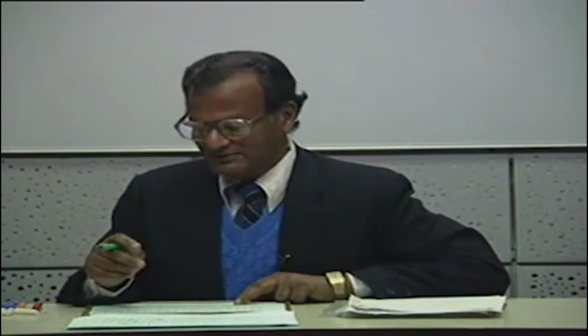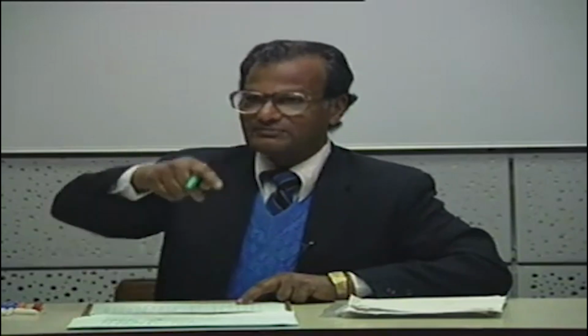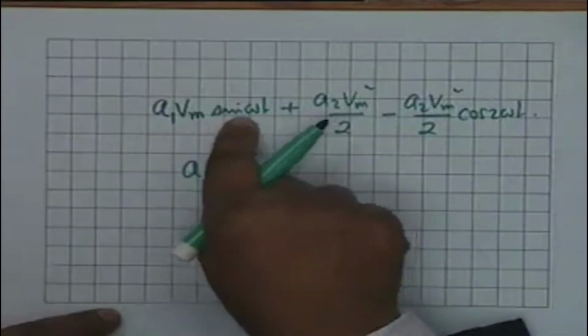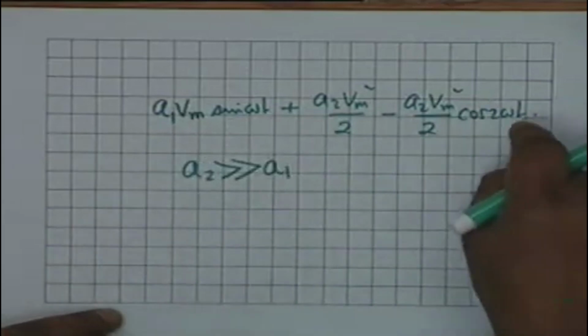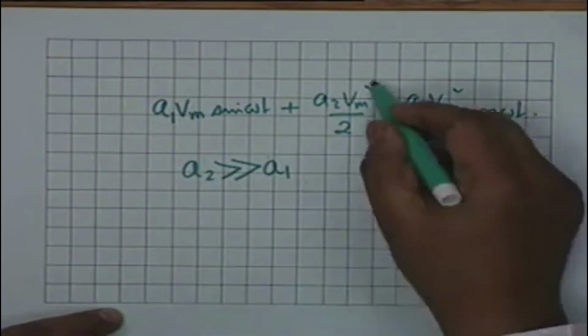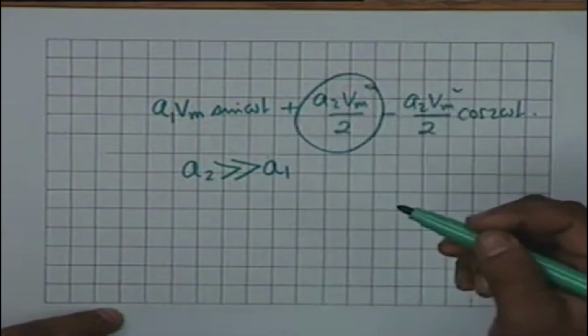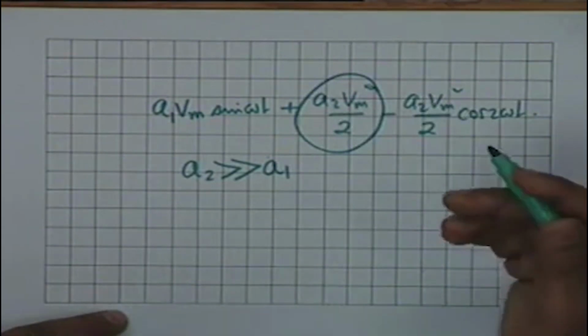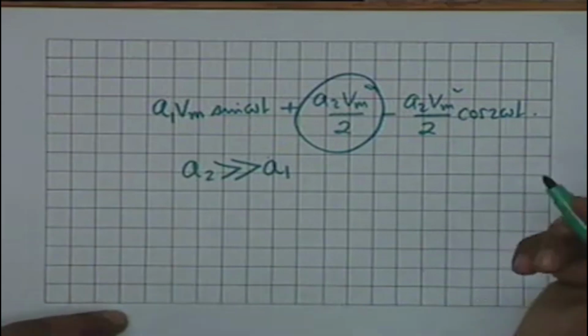Next, suppose I retain only the DC term. How do I do that? Suppose I shunt the diode by a capacitor. The capacitor does not pass DC. I shunt the diode, that is I connect a capacitor across the diode. Then all the AC current, the A1 Vm sin omega t and A2 Vm squared by 2 cosine 2 omega t, they pass to the capacitor. So I am left with only the DC component, and therefore the diode can be used as a rectifier.